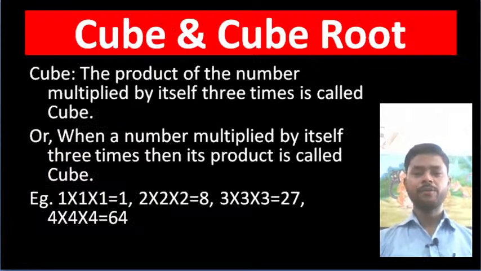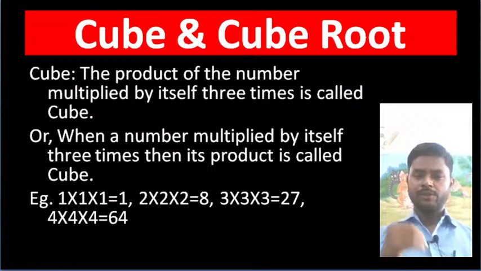First of all, we are going to know what is cube. The product of the number multiplied by itself 3 times is called cube. Once again, I am going to repeat the definition of cube. The product of the number multiplied by itself 3 times is called cube. It means when you multiply the same number 3 times, then the product of those 3 numbers is known as cube.